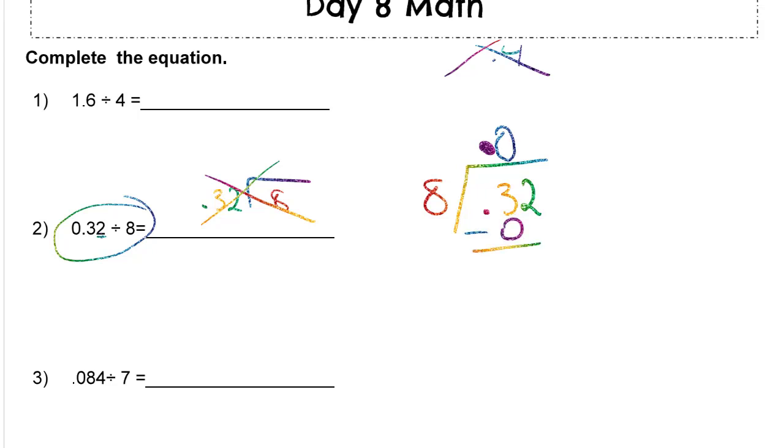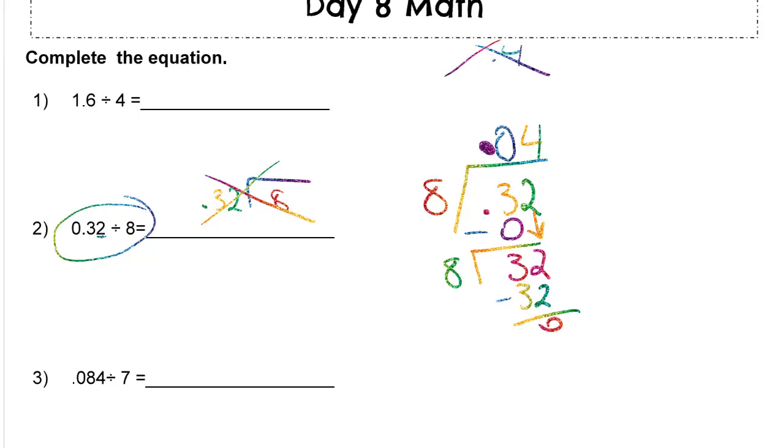Subtract, and I'm going to bring down my 3. Okay, it's smaller, so I'm in good shape. Now I need to bring down that 2. How many times does 8 go into 32? 8 goes into 32 4 times. 4 times 8 is 32. Subtract, and I'm at 0.